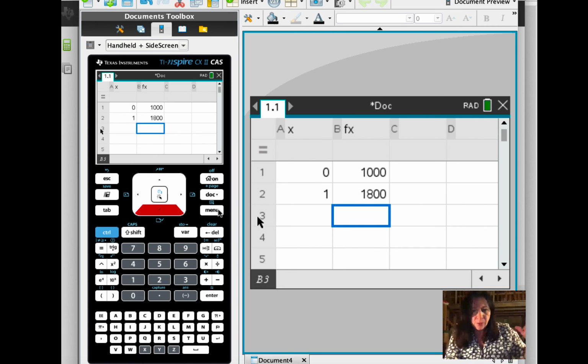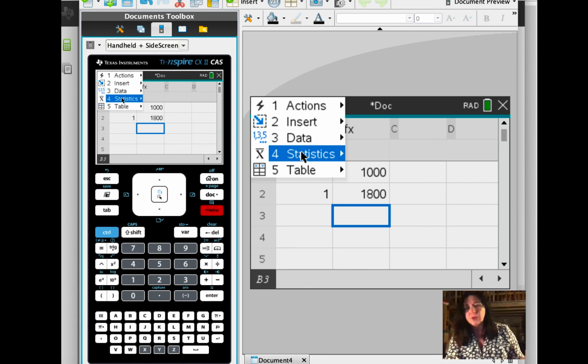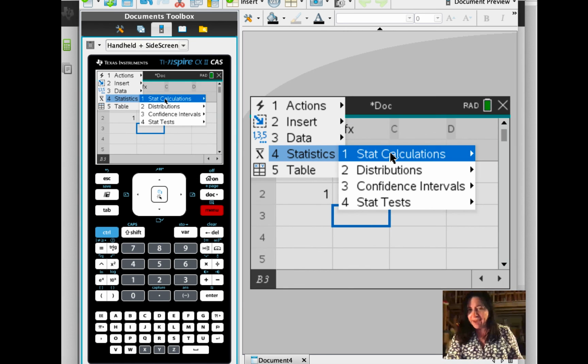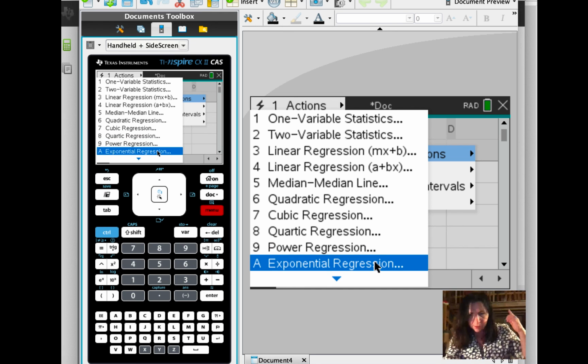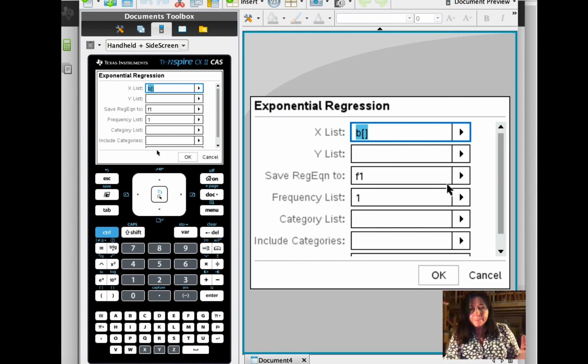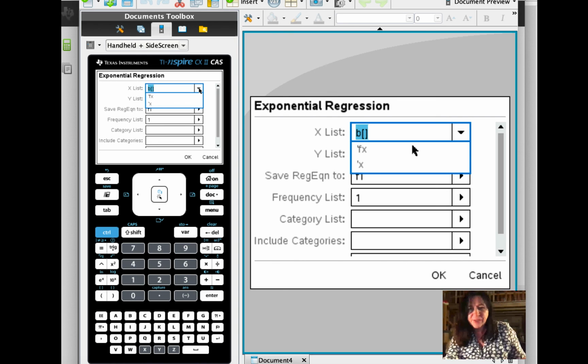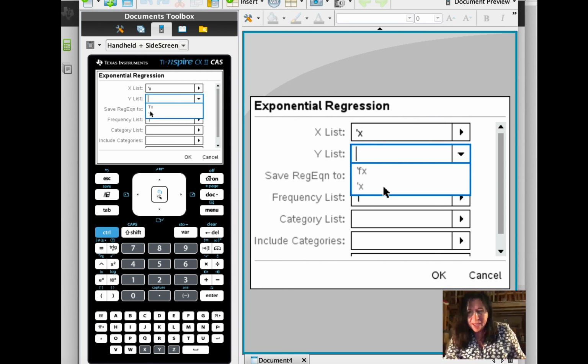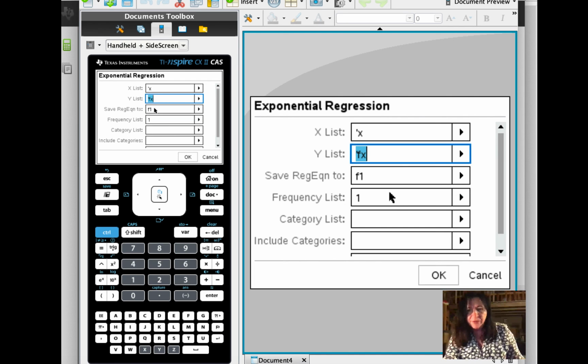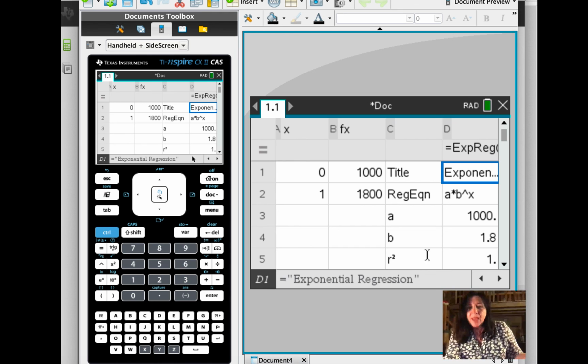Okay, so what do I do? I go menu. I go down to statistics, stat calculations, find exponential regression, click. Then it says, oh, now I just have to name it. I think for X, we used X. I know, tricky. And for Y, I used f of X. Forget everything else, just go okay. And here's my equation. Now, this is kind of cool because they've got A is 1,000, B is 1.8. And that's my equation, A times B to the X power.